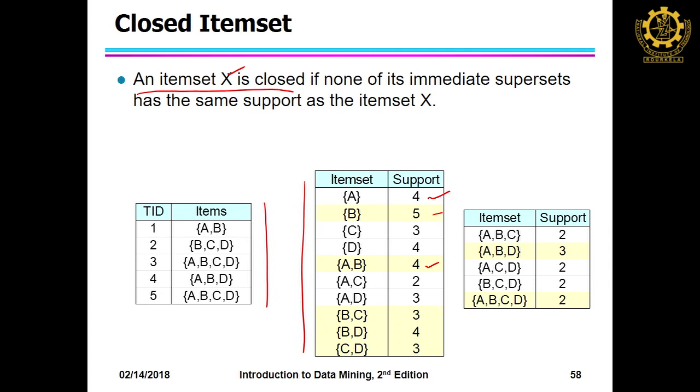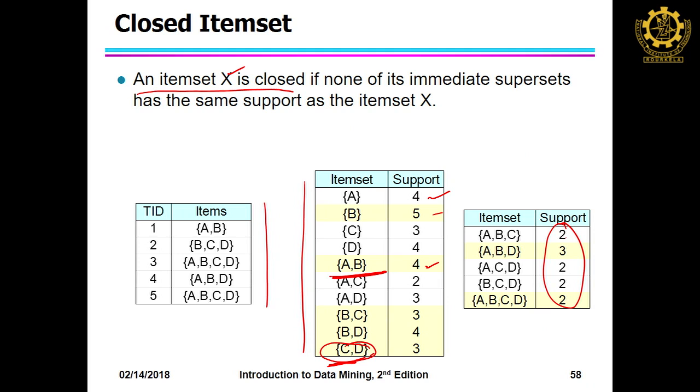So, obviously, you can directly declare B should be the closed item set. Now, what I said is AB can be the closed item set, because its support is 4. So, its corresponding superset has less than 4. So, we can say AB is also the closed item set. So, CD, right, CD can be the closed item set. Can it be a closed item set?